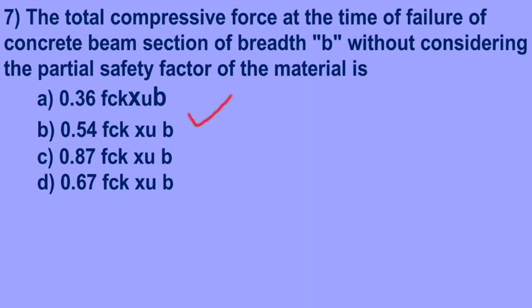So the total compressive force at the time of failure of a concrete beam section of width b, without considering the partial safety factor of the material, is 0.54 fck b xu. So our answer is option B, 0.54 fck b xu.